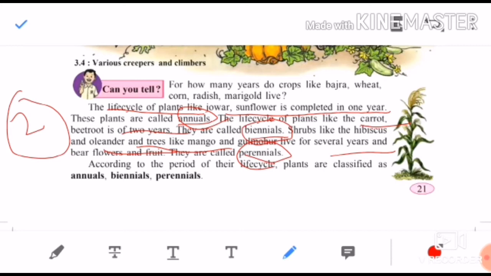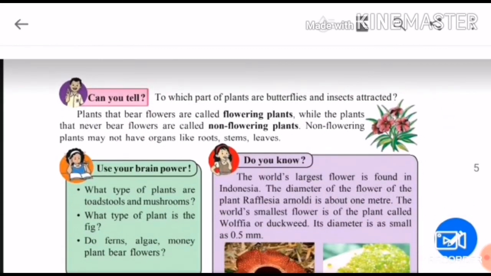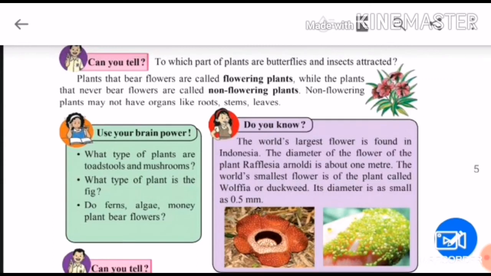So according to the life cycle, plants are classified into three: annuals, biennials and perennials. According to height, the first classification, they were classified into trees, herbs, shrubs and vines. So let's move further. Now the third type of classification: flowering plants and non-flowering plants.